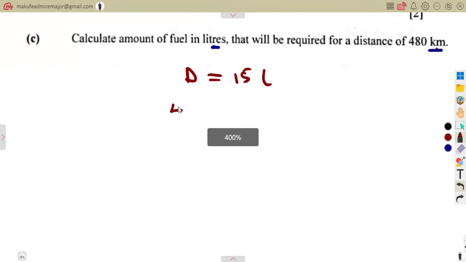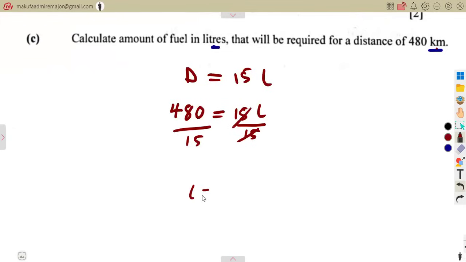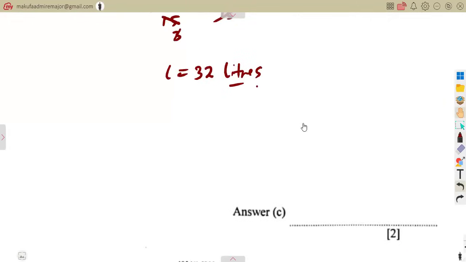So that is distance of 480 is equal to 15L. So this is a product, just divide by 15 both sides. You can also try to reduce by 5 and so on. 3 into 45 is 9, and 3 into 6 is 2, so that means our L at the end was going to be 32 liters. Remember, this is supposed to be in liters. So that was 2 marks for that.